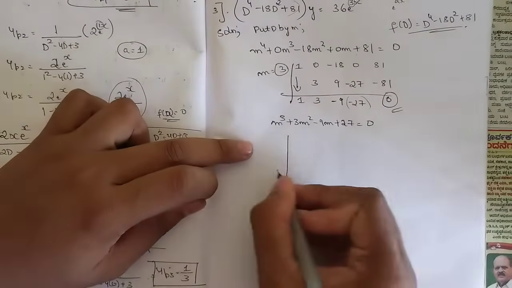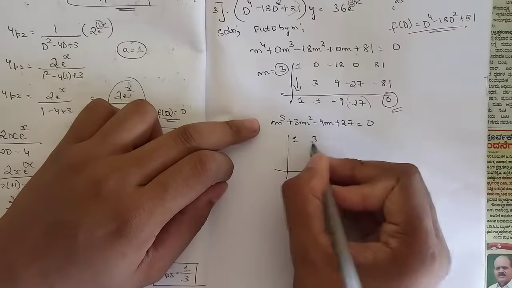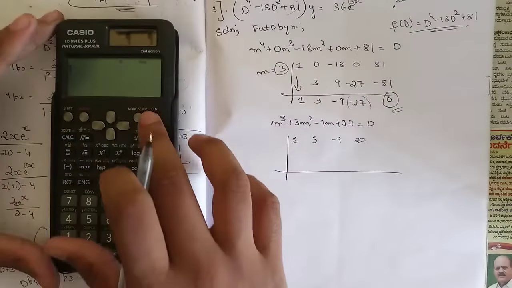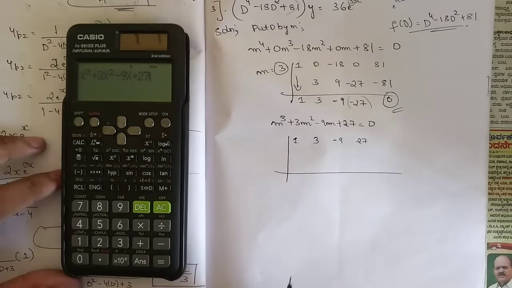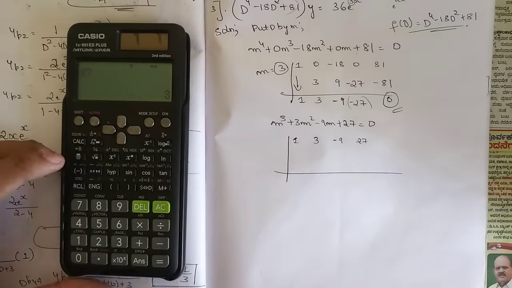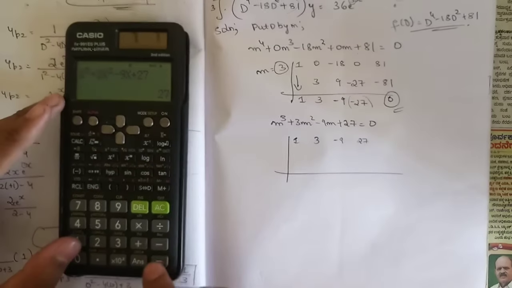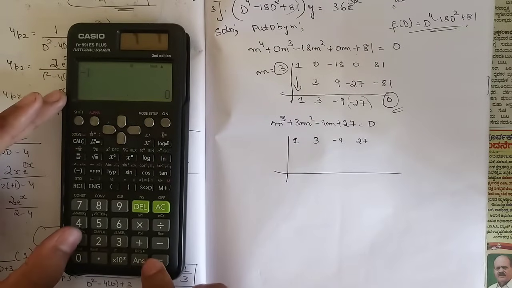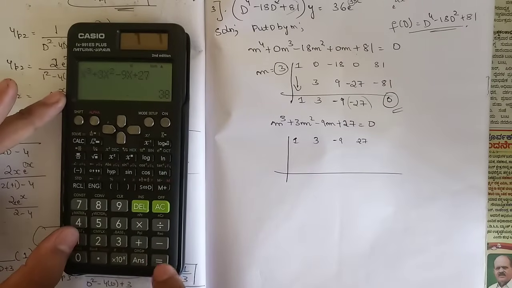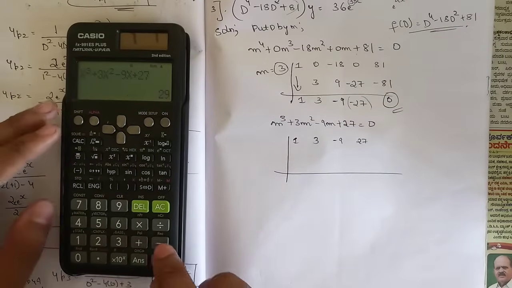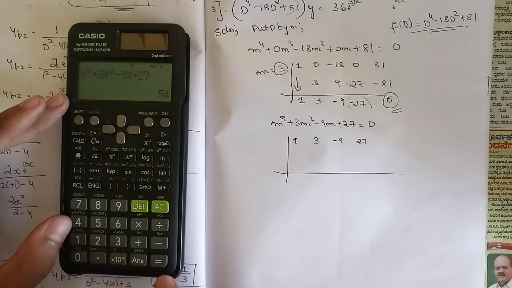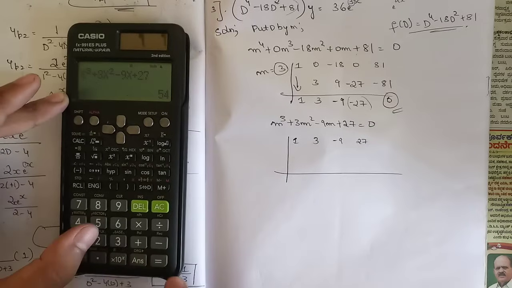Again apply the synthetic division only. Write the coefficients 1, 3, −9, −27. So now again put this equation in the calculator. Yeah, I've written this equation in the calculator. Press the calc and check for x. What is the first root? It's not 0. We check for plus 1 first. No. Minus 1. No. 2. No. Minus 2. No. 3. No. Minus 3. No.